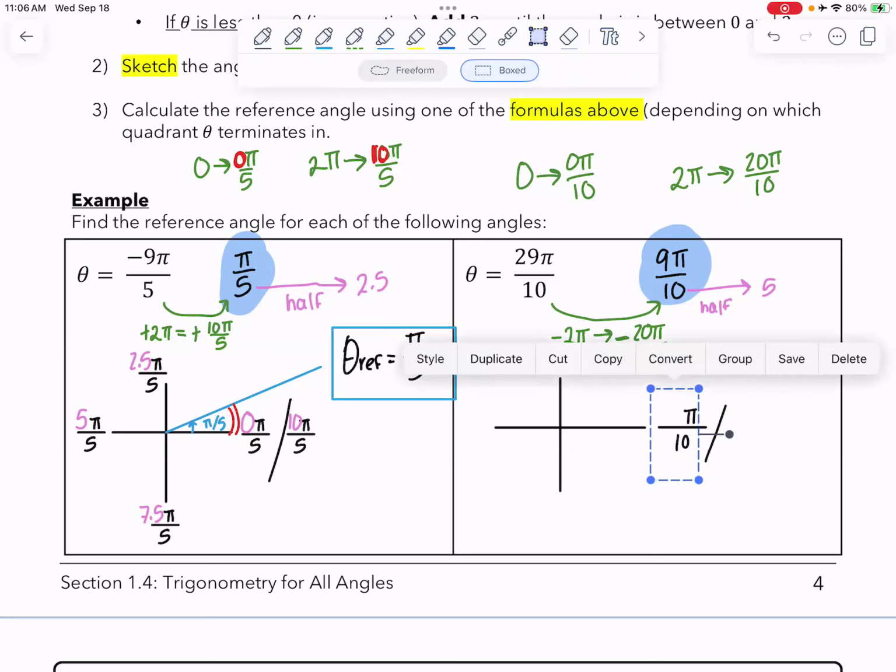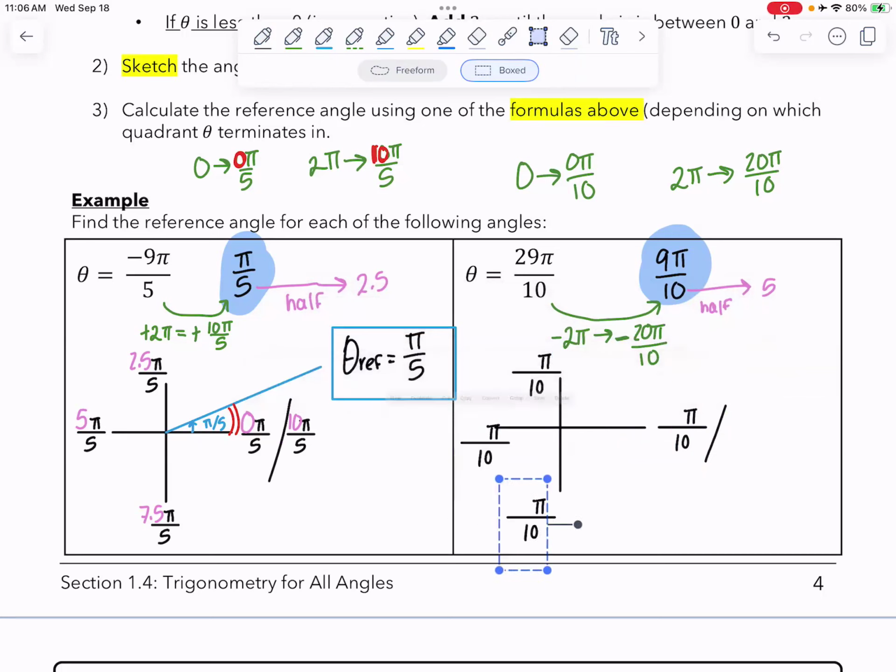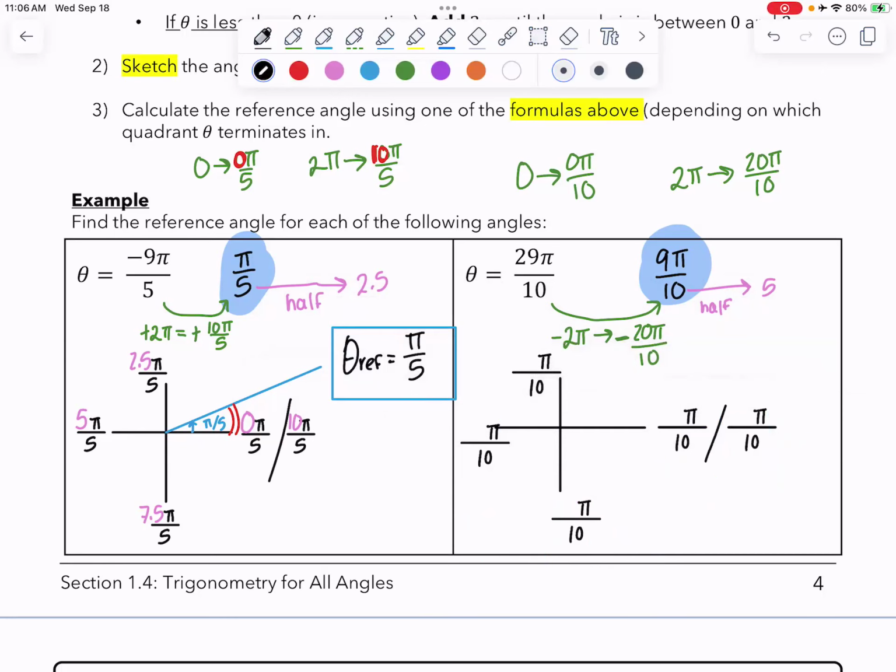So these are all going to be something pi over 10. You always start with 0 right here, so 0 pi over 10, then add 5. 5 pi over 10, add 5. 10 pi over 10, add 5. 15 pi over 10, add 5. 20 pi over 10. So 9 would be here in quadrant 3. It's between 5 and 10. This is 9 pi over 10. Our reference angle is right down here.